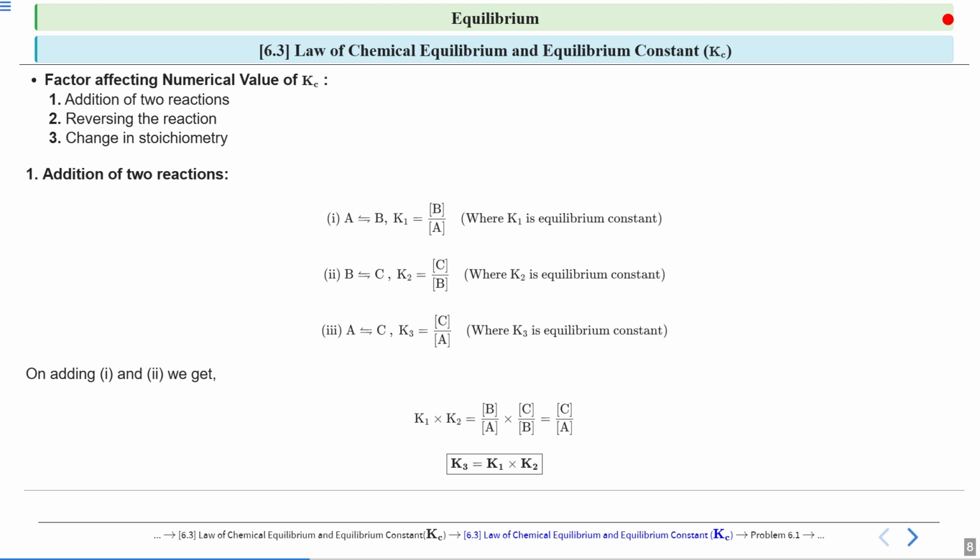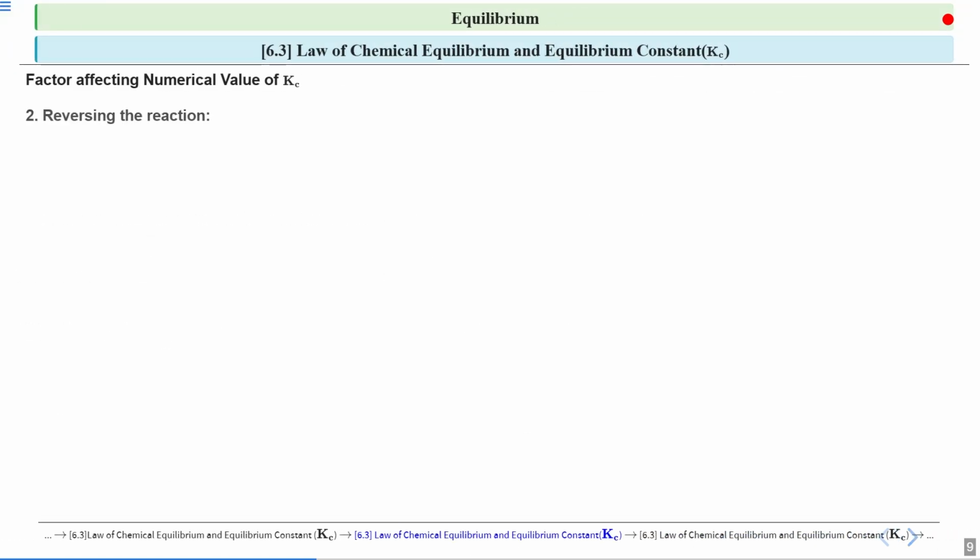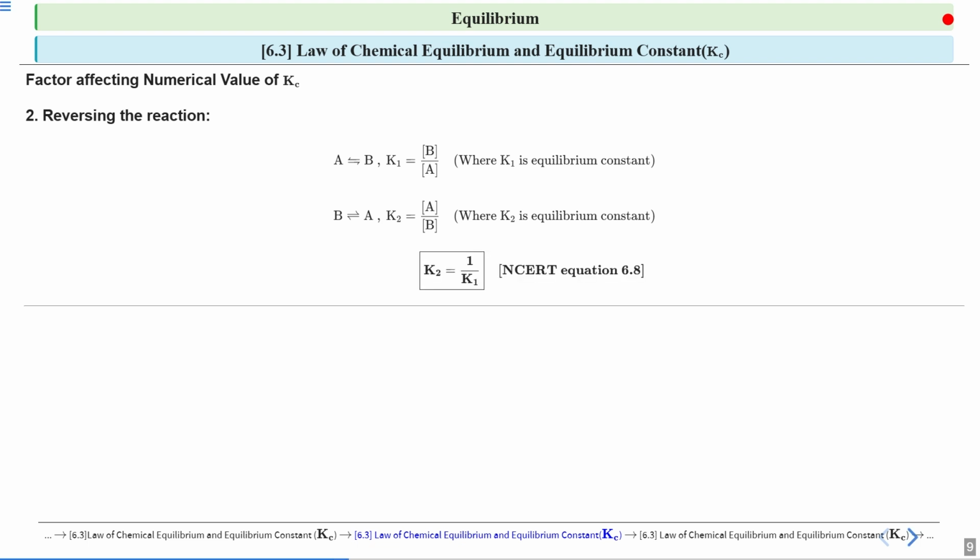Now we will move on to the second situation, which is reversing the equation. Suppose we have a reaction A going to B, for which K1 is given as B by A, so product by reactant. Then what will be the equilibrium constant for the reverse reaction? Suppose we represent the reverse reaction equilibrium constant as K2. So K2 will now equal A by B. So finally what we can say is that if you want to find the equilibrium constant for the reverse reaction, then you will take the reciprocal of the previous equilibrium constant. So we can write K2 equals 1 by K1. This is the second situation.